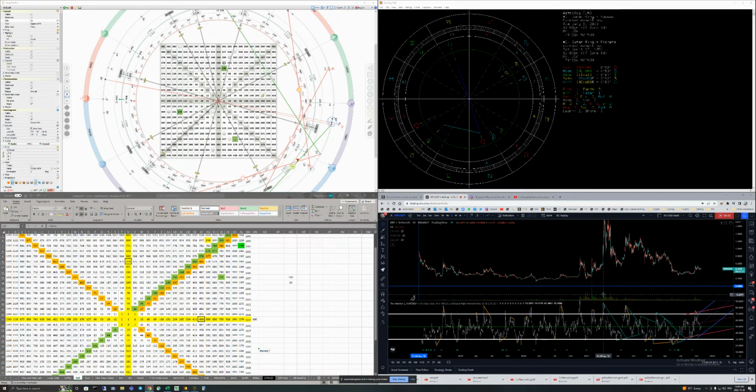Today, I thought we'd look at XRP USDT on the Binance Exchange.